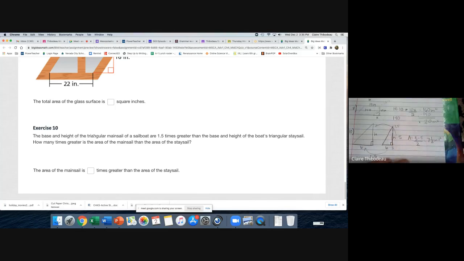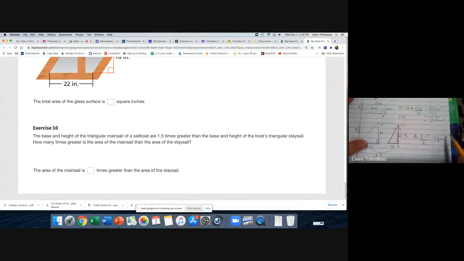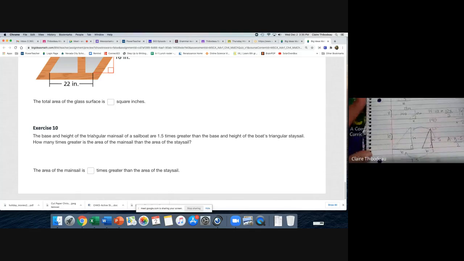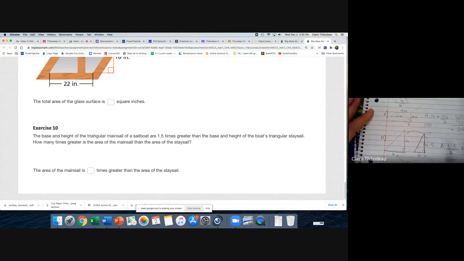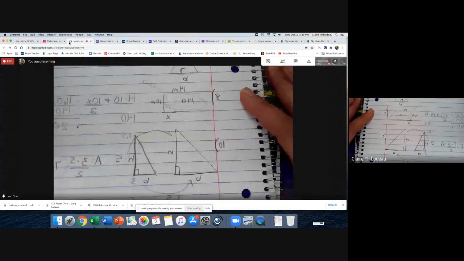for the small one. Now, to figure out the area of this one, I'm going to multiply 3 by 1.5. So if I do 1.5, hopefully you guys can see this. Let me make sure. Okay.